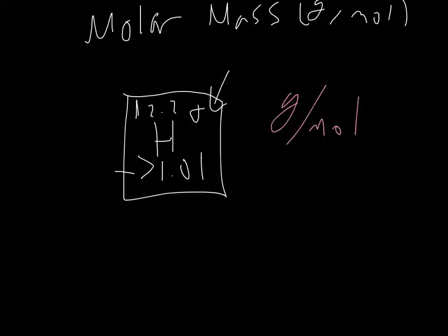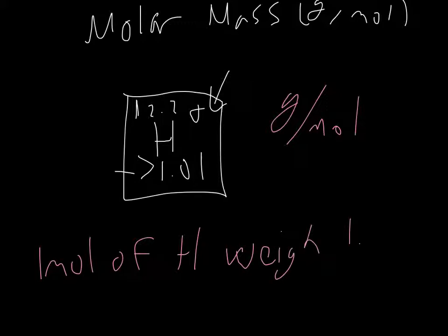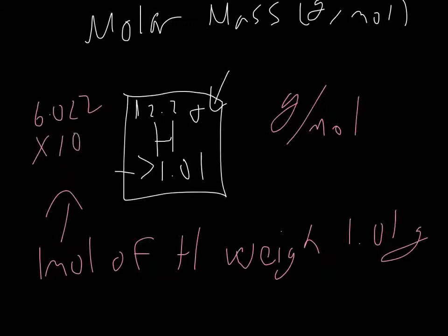So if I told you that hydrogen has a molar mass of 1.01, or about 1, you'd say that 1 mole of hydrogen weighs 1.01 grams. And remember, 1 mole is 6.022 times 10 to the 23rd atoms. So there you go. Well, a lot of you are thinking, oh, hydrogen doesn't come by itself. It usually comes in pairs.